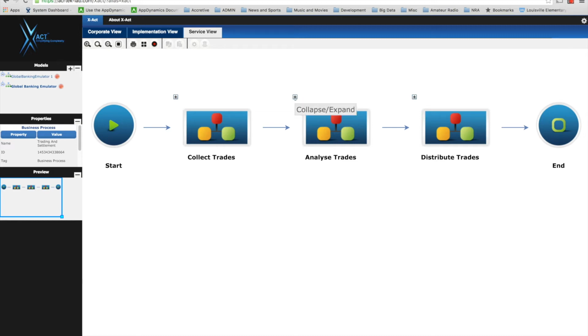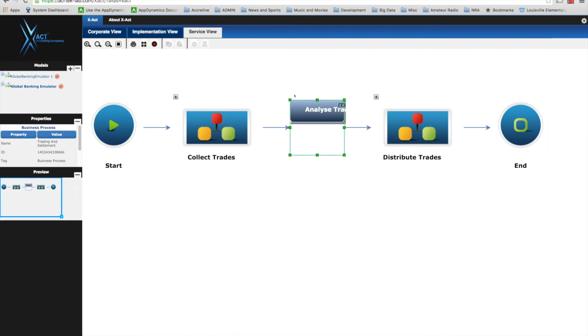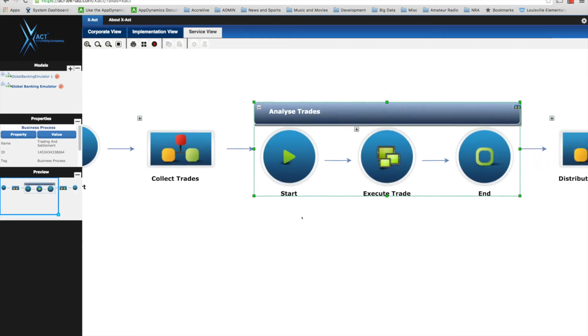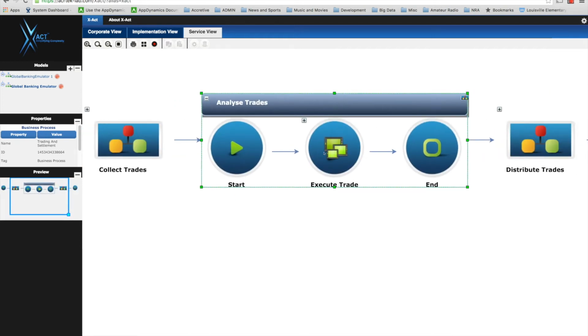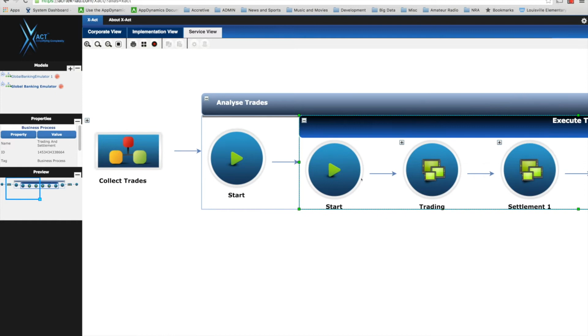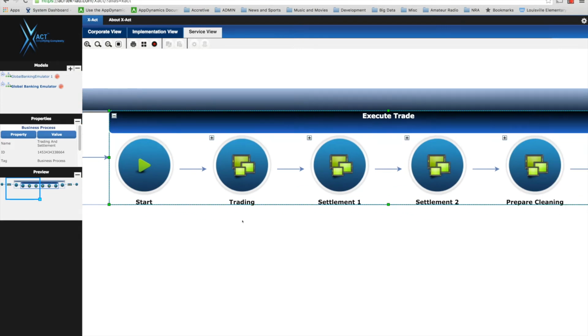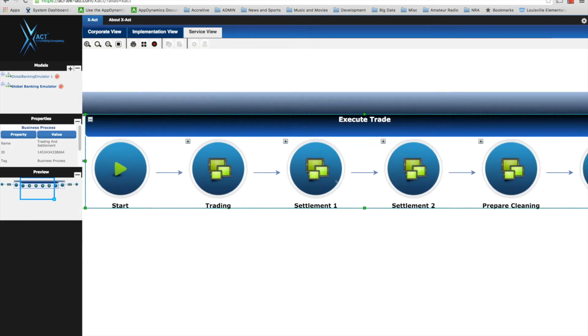If we drill down into Analyze Trades, we see that in the Analyze Trade, we have a service component called Execute Trade. If we drill further down in Execute Trades, we will see that we have additional service components called Trading, Settlement 1, Settlement 2, and Prepare Cleaning.